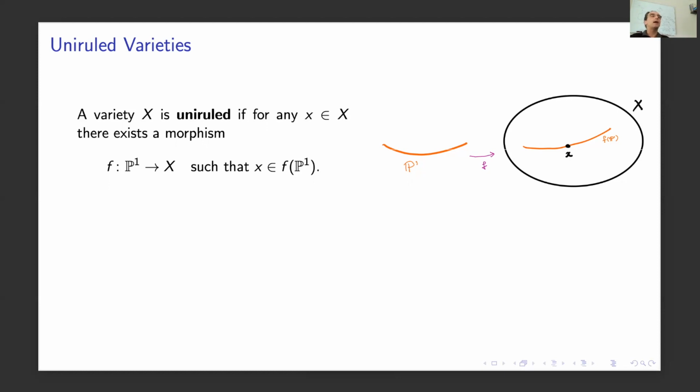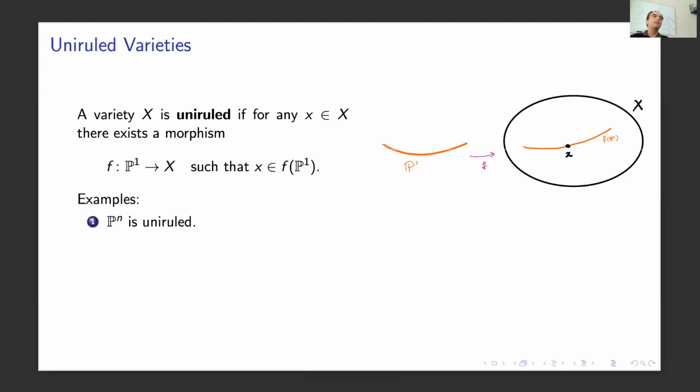Such that, of course, I didn't write it, but it's non-trivial. So in other words, it's non-constant. Otherwise, it wouldn't be an interesting definition. But more importantly, the point X that we consider is contained inside the image of P1. So we should take X to be smooth in order for this to make sense. But besides this technical aspect, the idea is clear. For any point, there exists a curve which looks like P1, looks like a sphere.